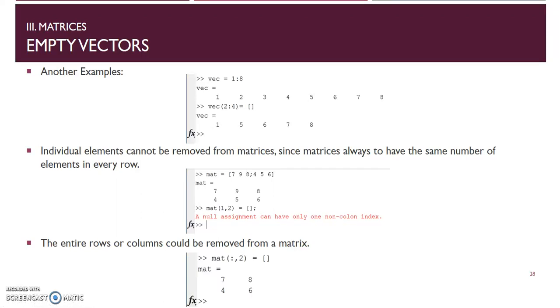I do have more examples here on how to remove elements from vectors. Note that you cannot simply remove an element from a matrix, or it will no longer be a matrix after that. Instead, you can remove an entire row or column from a matrix.